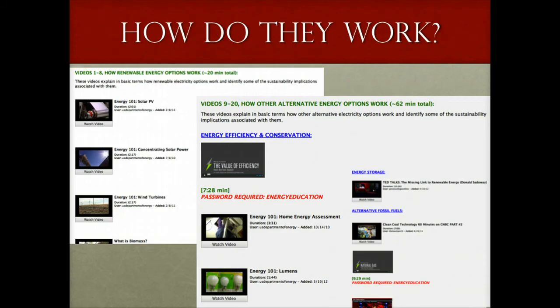You have been watching a series of short videos to get a crash course in understanding how these alternative options work. I will not go into detail about how these alternative electricity options work, since the videos speak for themselves and do a nice job of explaining this in an easy to understand way.